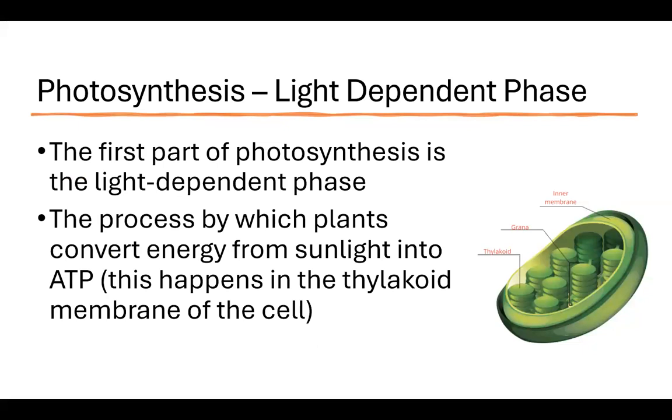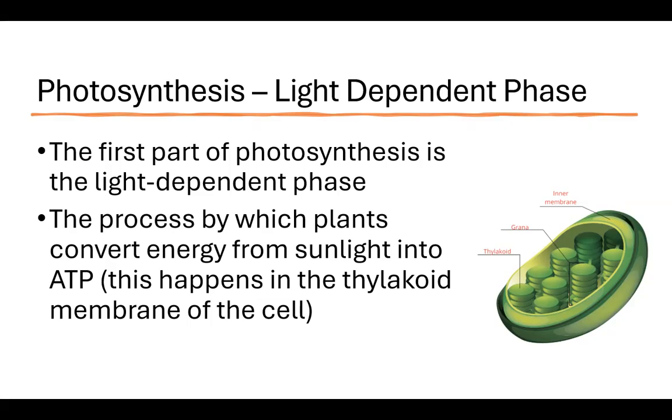Let's take a look at lesson 4B. We mentioned that photosynthesis occurs in two phases, the light-dependent phase and the Calvin cycle. So let's take a look at the light-dependent phase. This is the first part of photosynthesis. Again, it is known as the light-dependent phase.